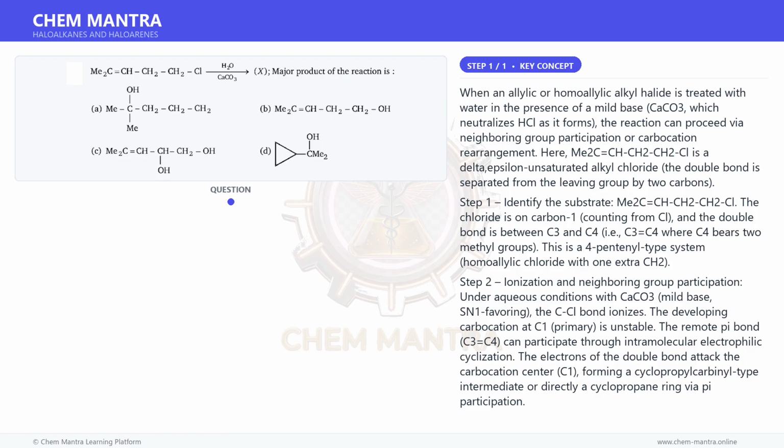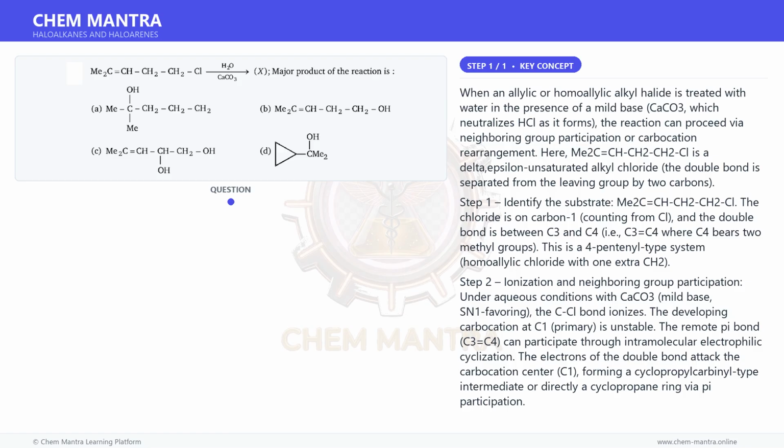Step 4. Why other options fail? B. Me2C=CH-CH2-CH2-OH is the simple SN2 substitution product, direct displacement. This is disfavored because, 1, the carbon bearing Cl is primary but the reaction uses aqueous SN1 conditions, and 2, intramolecular pi participation is much faster, giving the cyclopropane.